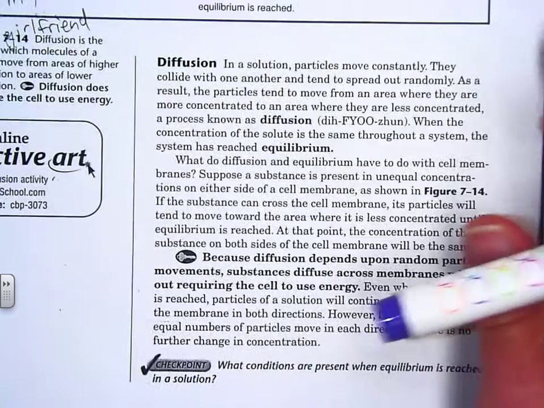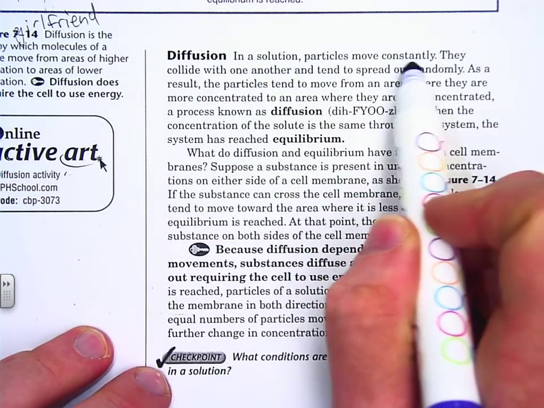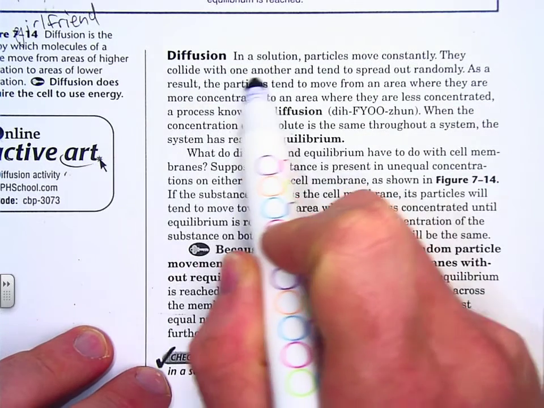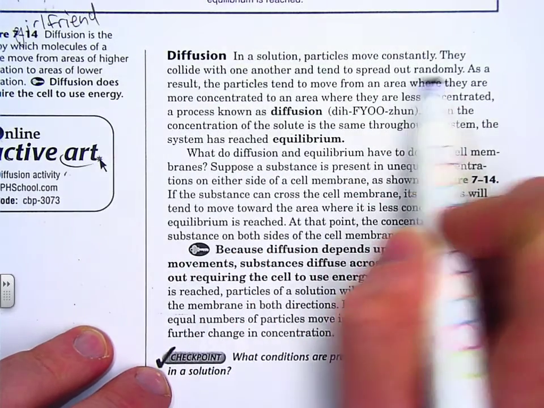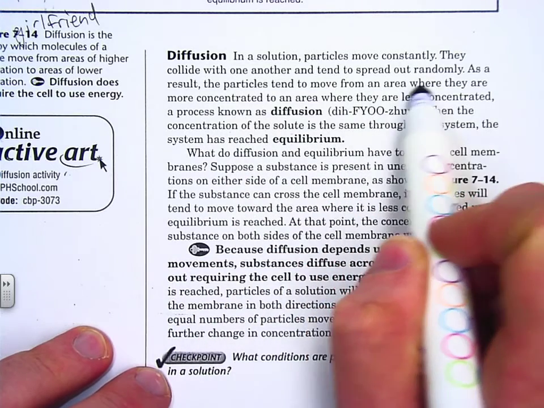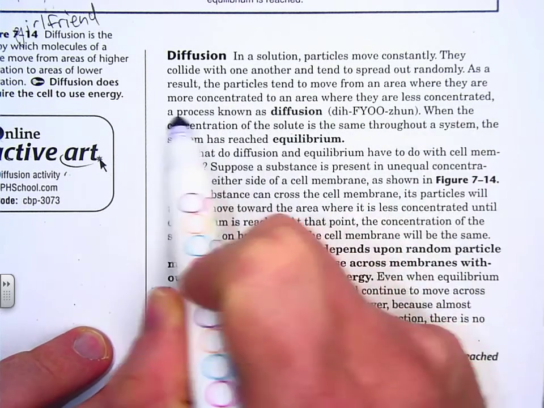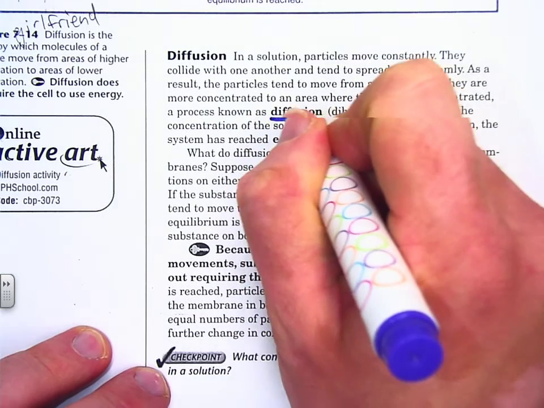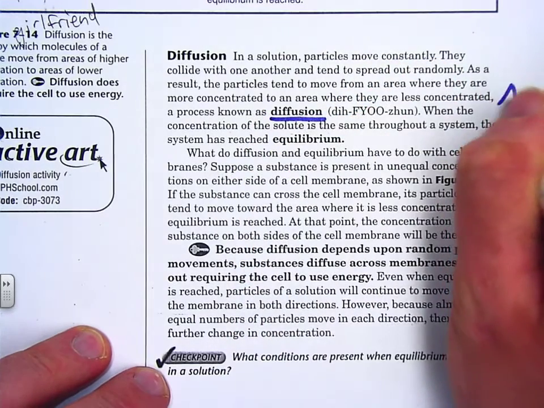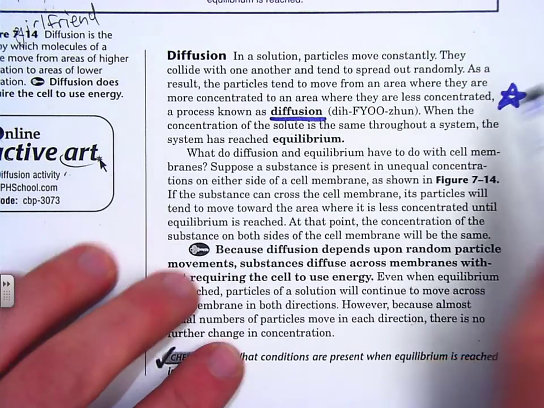Here we go. Diffusion. In a solution, particles move constantly. They collide with one another and tend to spread out randomly. As a result, the particles tend to move from an area where they are more concentrated to an area where they are less concentrated, a process known as diffusion. This is a great quiz question. What is diffusion? Particles moving from a high concentration to a low concentration.